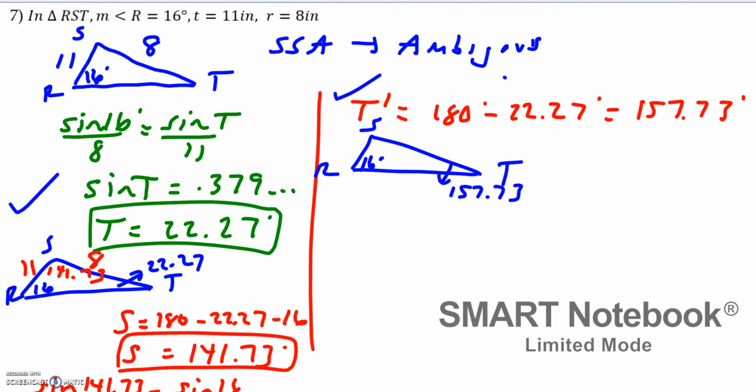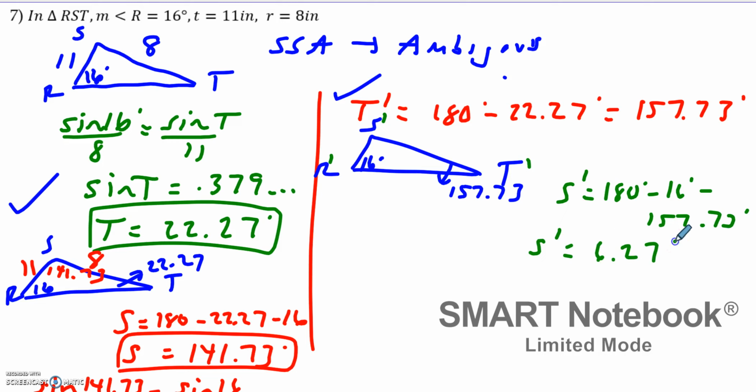Option 2, I have that T prime is 157.73, which means I need to find S prime. Let me put primes on all of these here. So S prime is 180 degrees minus 16 minus 157.73. So S prime is going to be very small. It's 6.27 degrees.